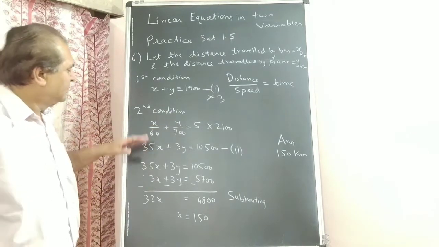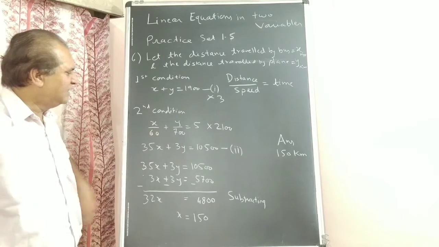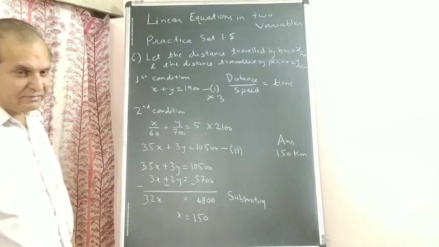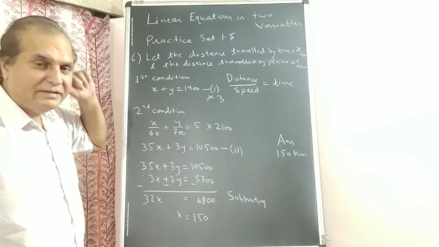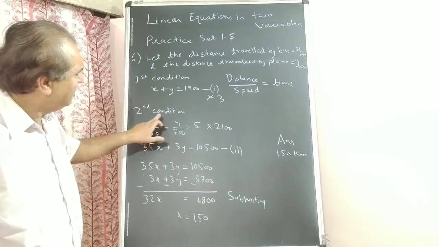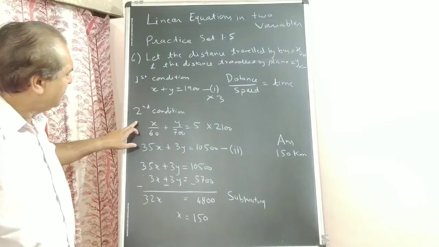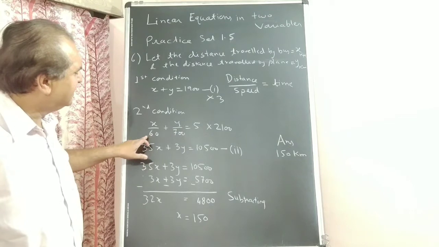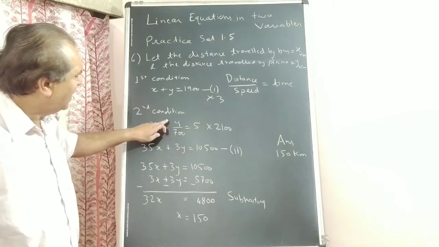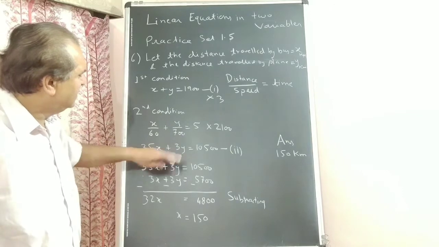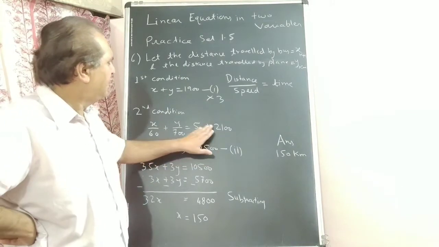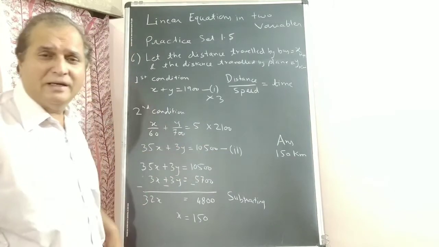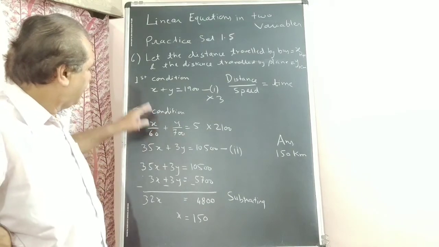5. Now there are denominators 60 and 700. What we will do is find the LCM of 60 and 700. That comes to 2100, right? We will multiply each term by 2100. 2100 into x by 60, 60 times 35 is 2100, so 35x. 2100 into y upon 700, 700 times 3, is plus 3y. 2100 into 5 is 10500. This is our equation 2 without any denominator. Simplify.